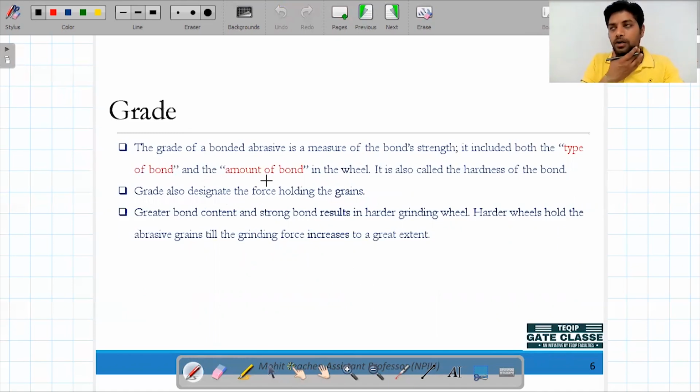Grade basically defines the bond strength. Now this bond strength depends on two things: what type of bond we are using and how much amount of that bond we are using.